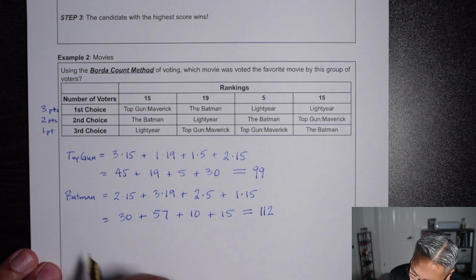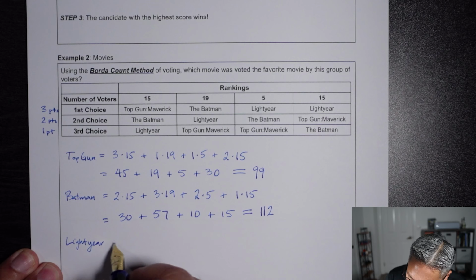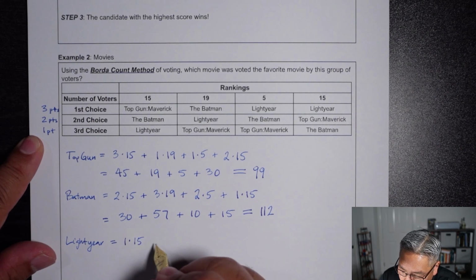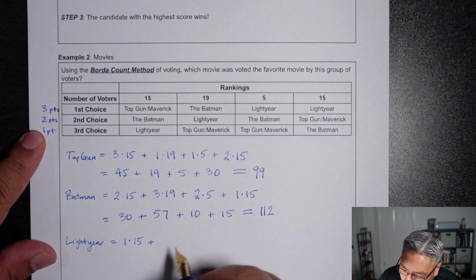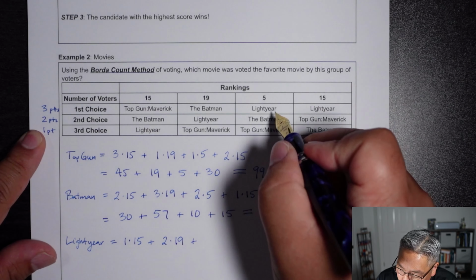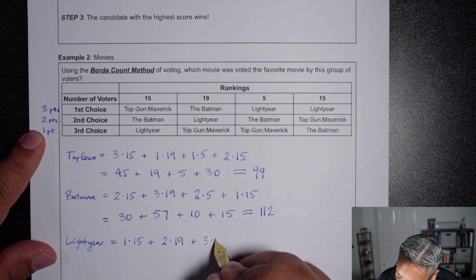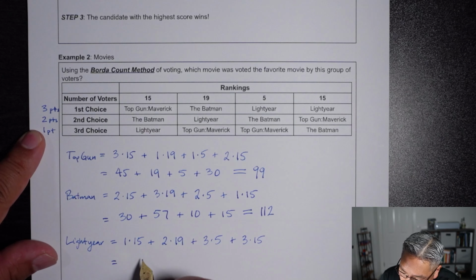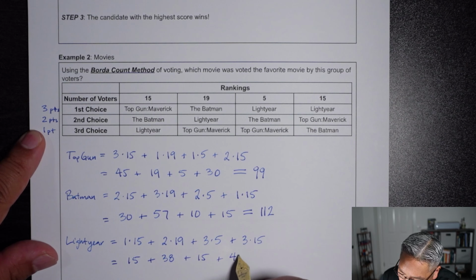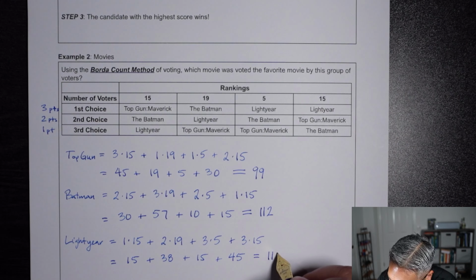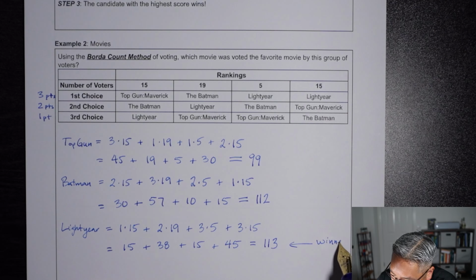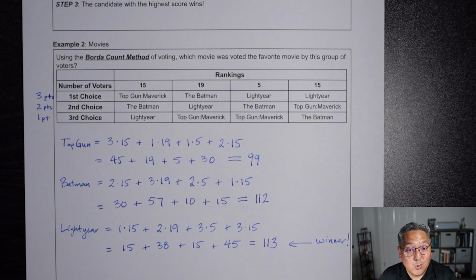And our final movie, Lightyear. Again, we're looking at the points. Lightyear gets 1 point for those 15, 1 times 15, plus 2 points for those 19, 2 times 19, 3 points for those 5, 3 times 5, and finally 3 points for those 15, 3 times 15. So our total is 15 plus 38 plus 15 plus 45. That's 113 points. So Lightyear actually wins, because Lightyear had the highest total points.